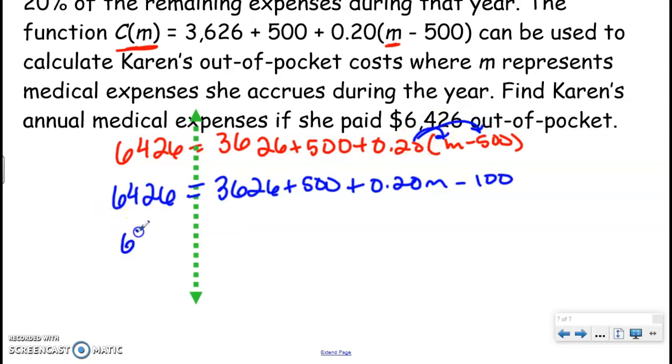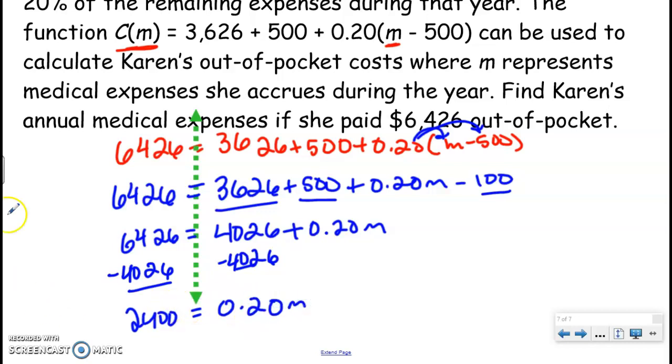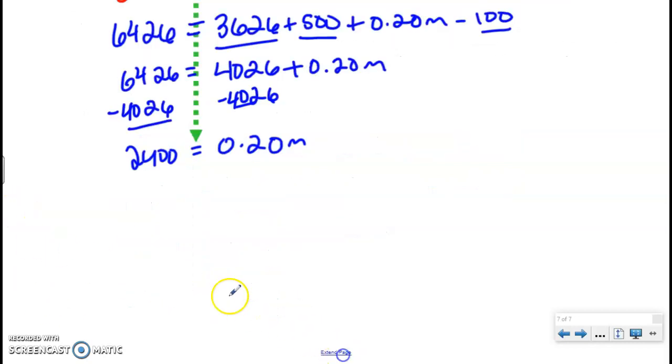I'm going to combine like terms. So if I combine this, this, and this, I get 4,026 plus 0.20m. And then I need to solve. So you get 2,400 equals 0.20m. Pretend my line kept going. And then divide by 0.20, or 0.2.